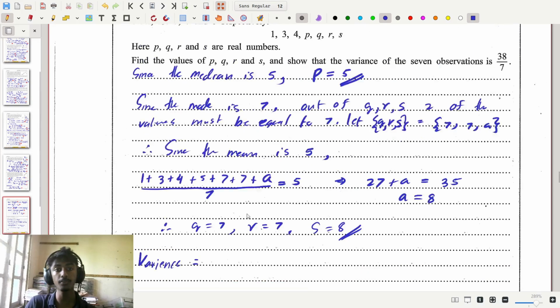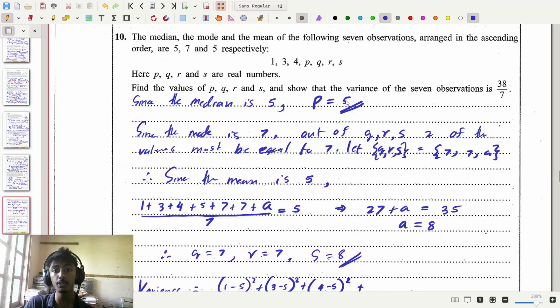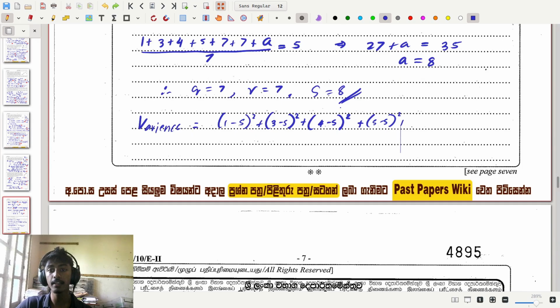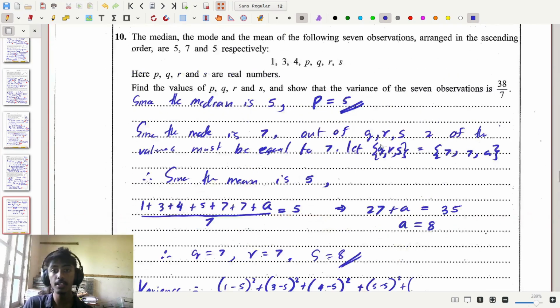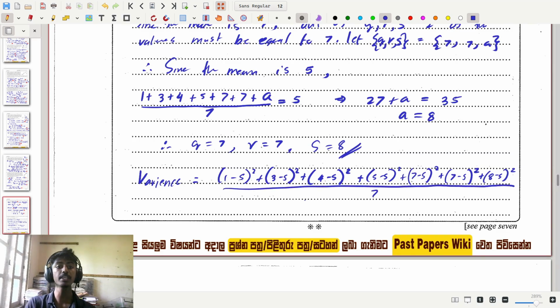and if we start writing the sums, we have 1 minus 5 squared plus 3 minus 5 squared plus 4 minus 5 squared, and then we have P minus 5 squared, which is equal to 5 minus 5 squared, which is 0. So we can write 5 minus 5 squared plus, and then the next value, which is after P, which is Q, is 7. So we have 7 minus 5 squared and another 7 minus 5 squared, and the final value, which is 8. So 8 minus 5 squared, all divided by 7. So this is the variance.